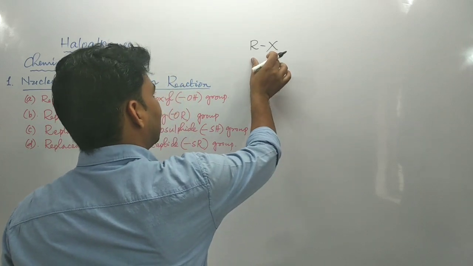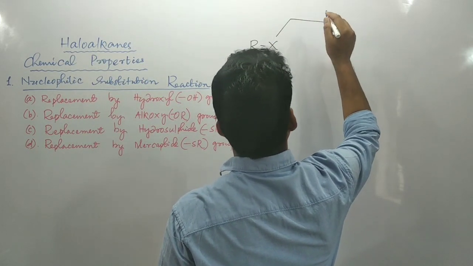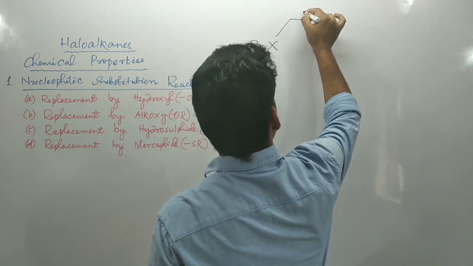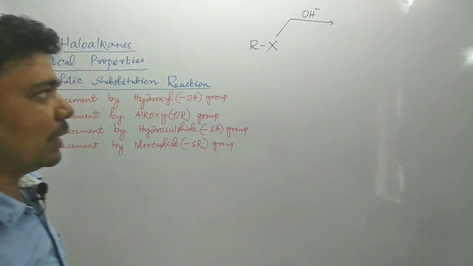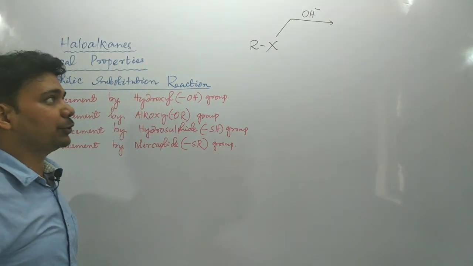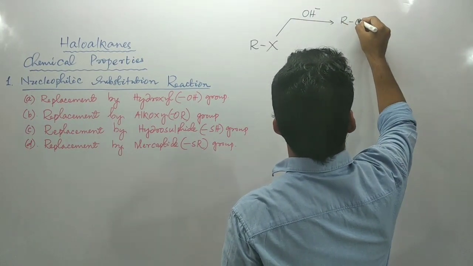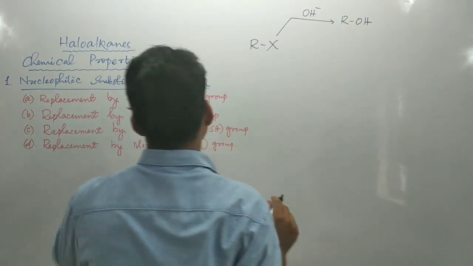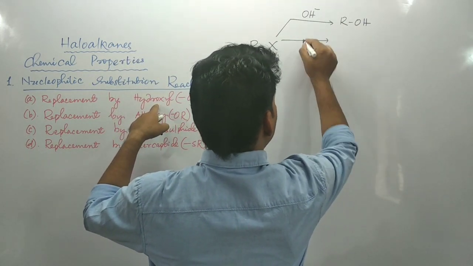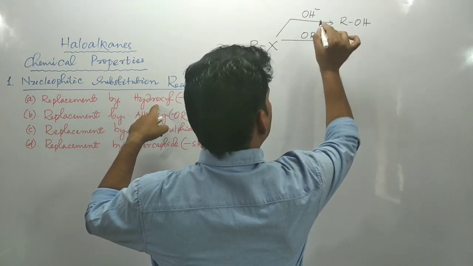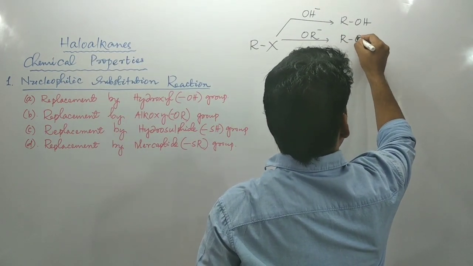This is your alkyl halide molecule. This is the substrate. When it is provided one reagent which would produce hydroxide ion, what are the reagents? Aqueous NaOH, aqueous KOH or moist silver oxide, then we will get ROH, alcohol. Okay, in the first reaction we will get alcohol. In the second example where the nucleophile was alkoxide ion, the product was ether.